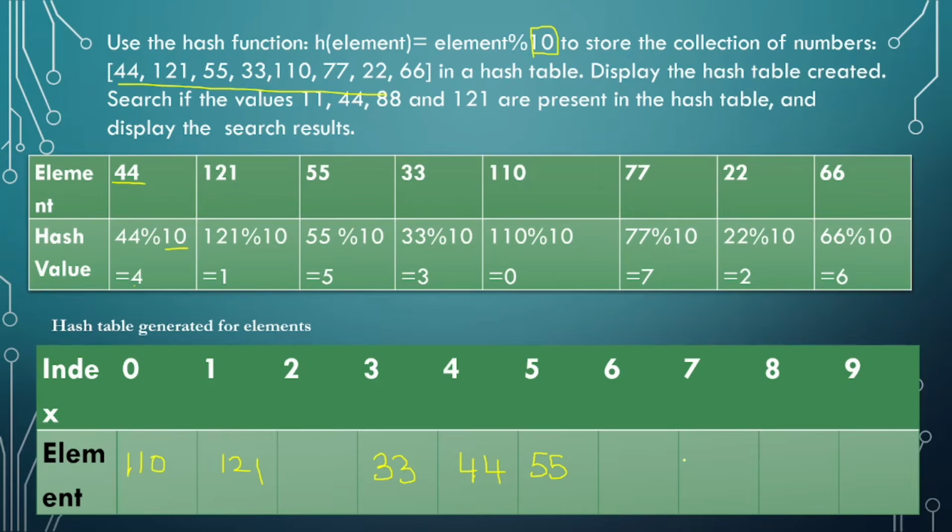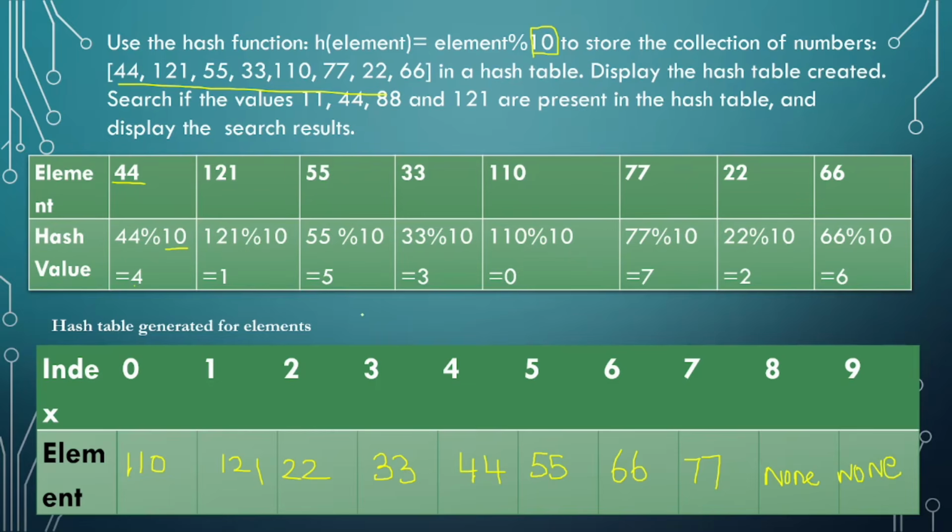Next one is 77. 77 means 7. So 77 and 22. 22 will occupy the second position, and 66 means 6. So 66 will occupy the next position. Now what about the 2 remaining? So these will be occupied as none. The none value will be created for this hash table.